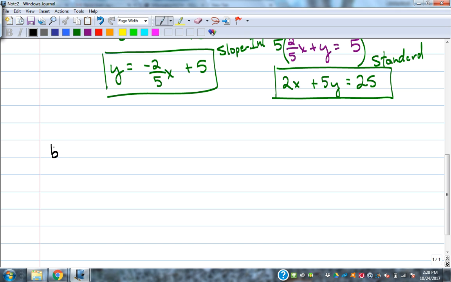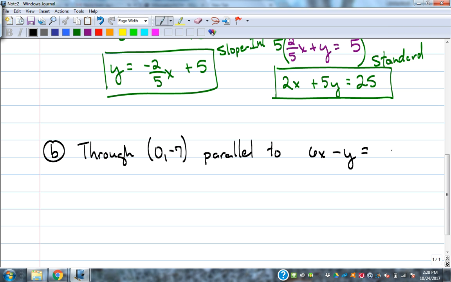All right, let's say that it goes through (0, -7), parallel to 6x minus y equals 1. Do we know the slope of that equation? I heard yes and I heard no. Which one's right? No is correct, because it's not in, what form is that in? Standard form. You can't pull the slope off of standard form. You have to get y by itself first. So we do that by subtracting 6x. Last move, divide by -1.